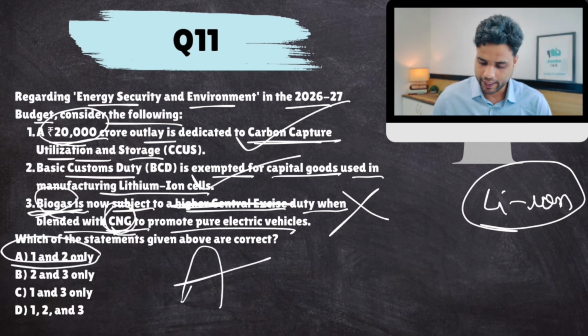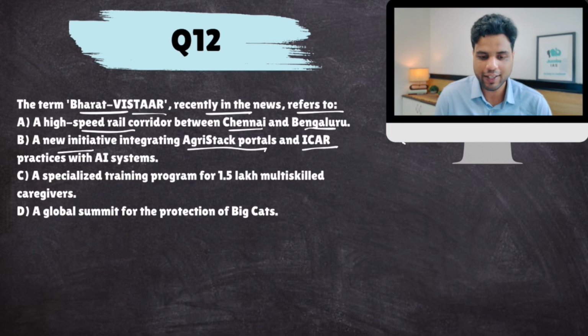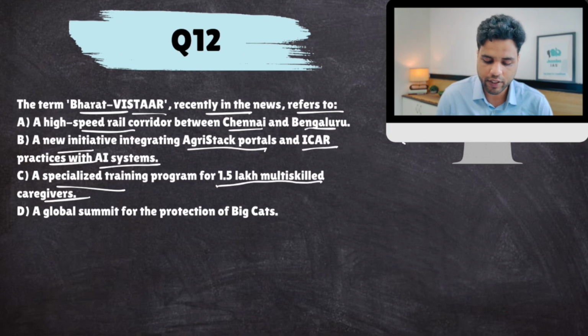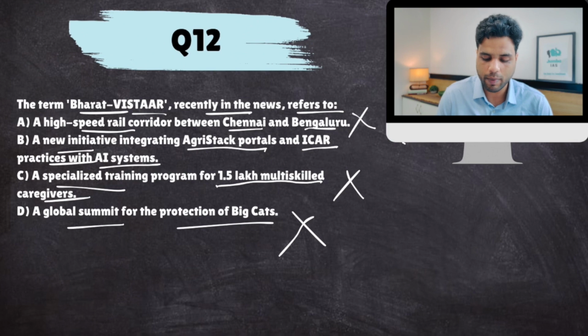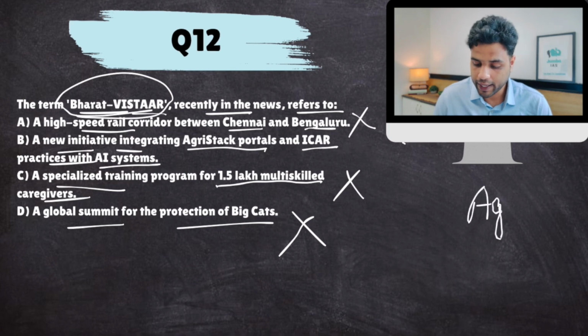Right? Next. The term Bharat Vistar, recently seen in news, refers to: high-speed rail corridor between Chennai and Bengaluru; new initiative integrating agri-stack portals and Indian Council of Agricultural Research practices with AI systems; specialized training program for 1.5 multi-skilled caregivers; global summit for protection of big cats. Not this, not this, not this. Remember, Bharat Vistar is related to agriculture, usage of technology in agriculture.